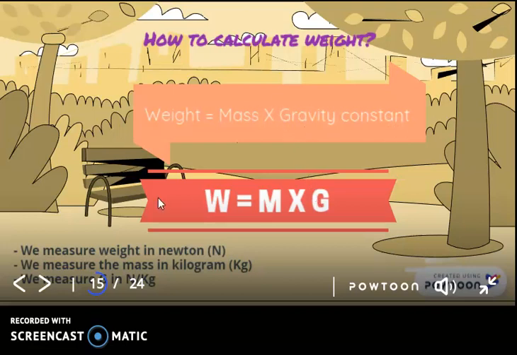And don't forget, my dears, that weight is measured in Newton. You will write N. This is the unit of measuring weight. As we measure the length using centimeters, meters, we use the Newton unit to measure the weight. We measure mass, as we know, using kilograms, and the gravity constant, I will tell you what is the meaning of a gravity constant later. It is measured in Newton per kilogram.